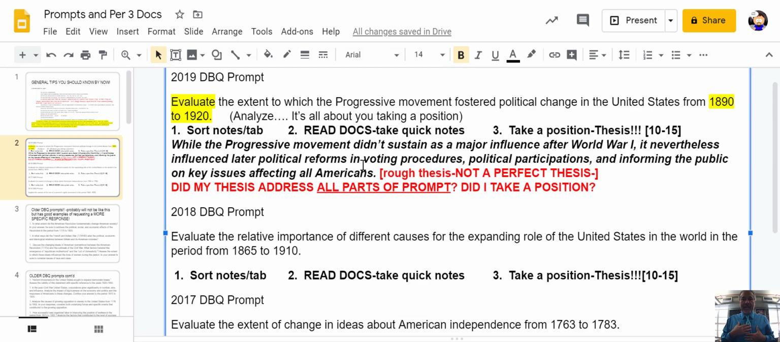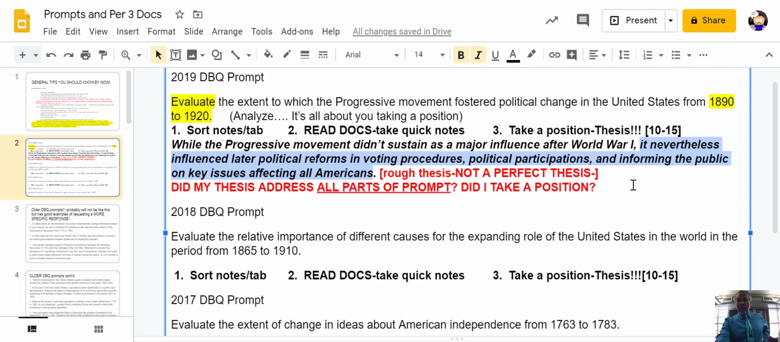Because I'm making an argument, and somebody would say, well, the progressive movement was not a big influence. Look what happened. It really died out in the 1920s. And what permanent government legislation, programs or agencies remained after the progressive movement? So, and I end it here, it nevertheless influenced later political reforms in voting procedures, referendum, political participation. So you've got more of the 17th Amendment was passed.